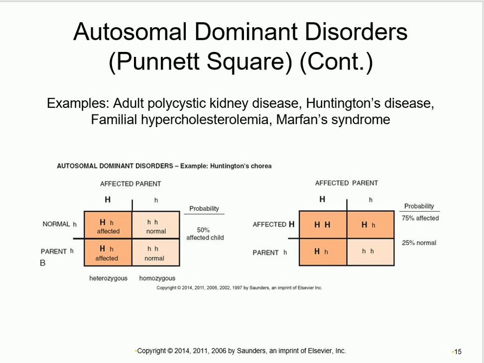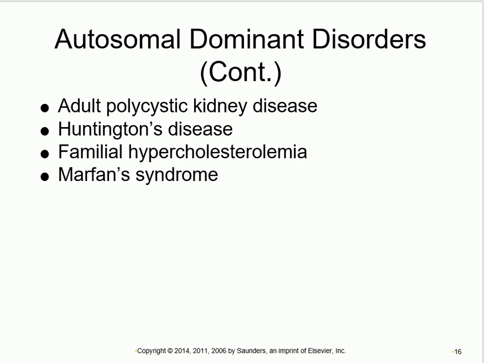How about if I have one affected and the other one is also affected? What's going to happen here? 3 will be affected. But look at this. This is affected with both of them. And this is, can you call this a carrier? No. Even though it's mixed, right? There is no carrier in autosomal dominant. And these are the examples.